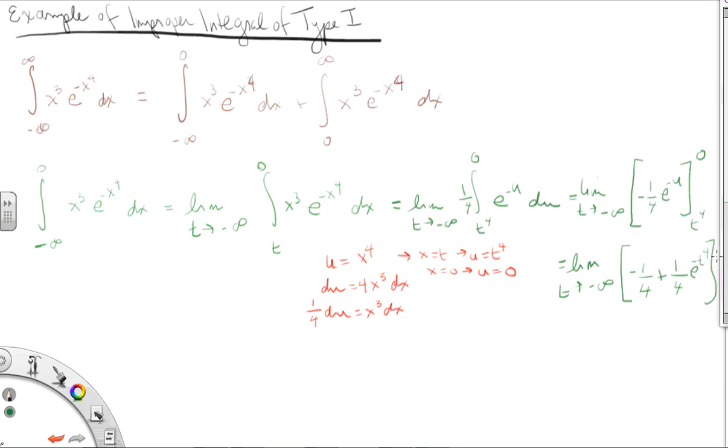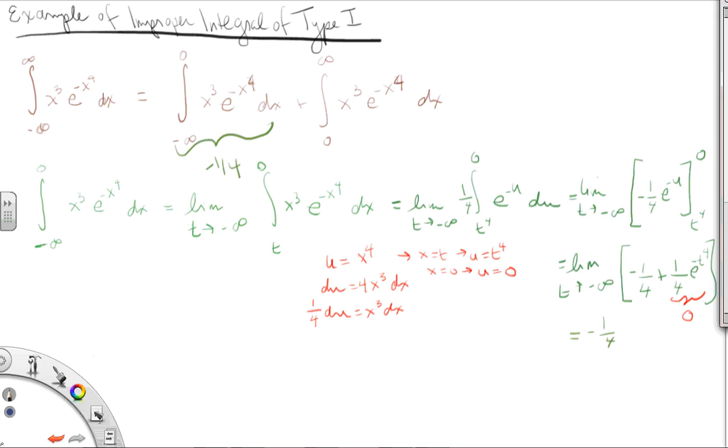Minus 1/4 just stays minus 1/4 as t goes to minus infinity. As t goes to minus infinity, t to the fourth goes to infinity, so minus t to the fourth goes to, guess what, minus infinity. As minus t to the fourth goes to minus infinity, e to that goes to 0, so that whole part goes to 0. So this limit is going to be minus 1/4. So this first one is minus 1/4. It converges.